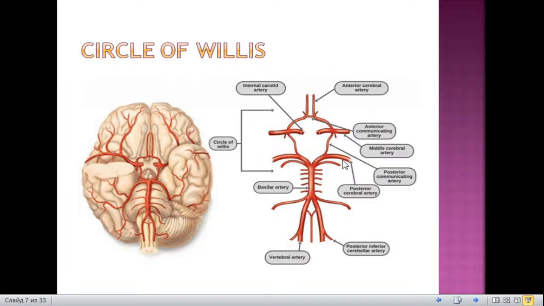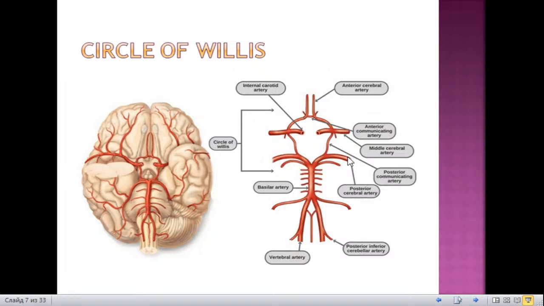After that, at the back we have the basilar artery. So what's the basilar artery? The basilar artery is the result of the union between the vertebral arteries. But you remember that vertebral arteries are branches of the subclavian arteries. So the basilar artery, this unpaired blood vessel, divides into the posterior cerebral arteries, here and here.